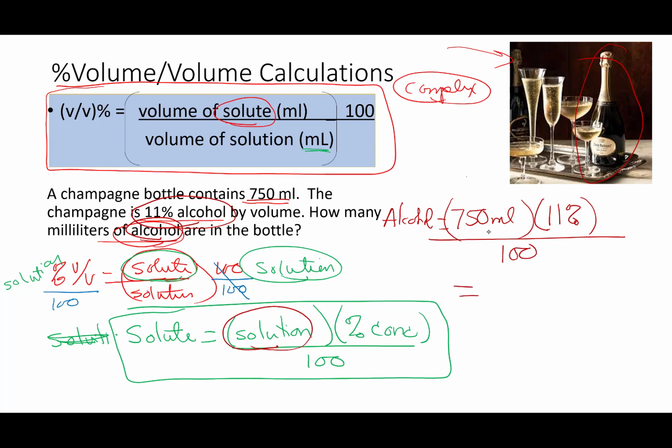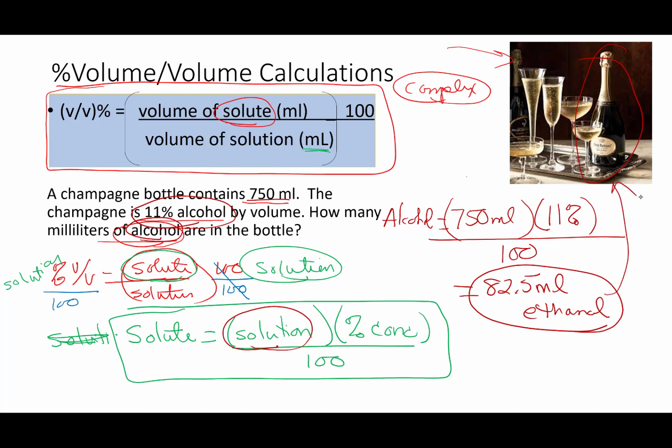When I take 750 times 11 divided by 100, and I throw this through a calculator, I get an answer of... I'm looking on my page where I did this earlier, can't find my number, so I'm going to pick up my calculator to make sure I'm not messing this up for you. Times 11 divided by 100, and I got 82.5 milliliters of ethanol, which is that ethyl alcohol, which is the alcohol people consume. That is how much ethanol is in one bottle of champagne.